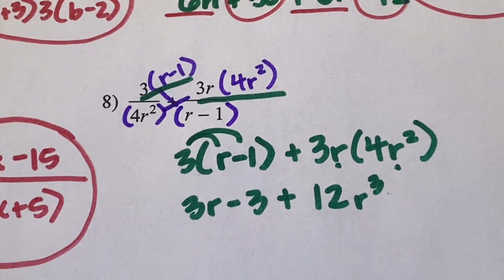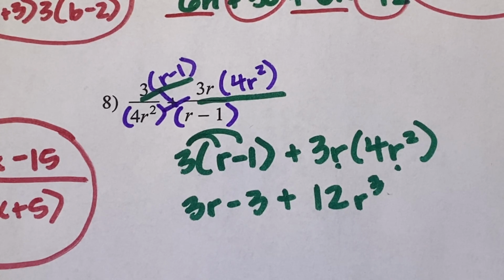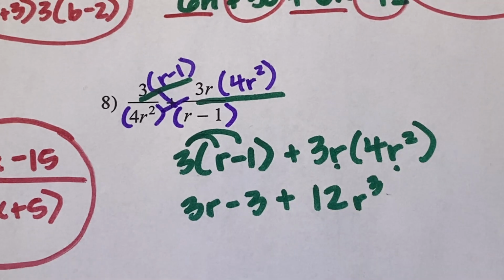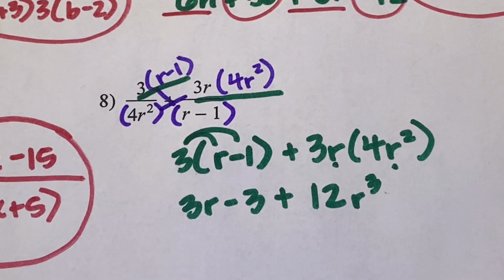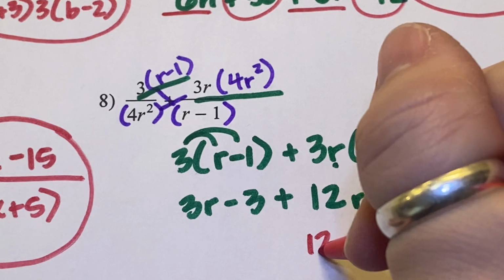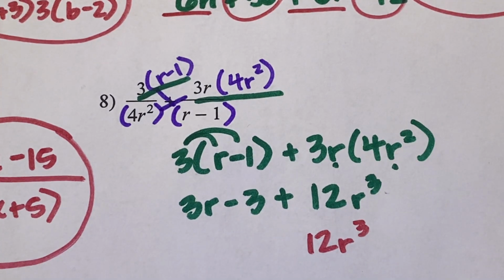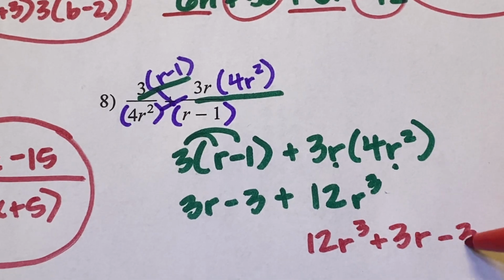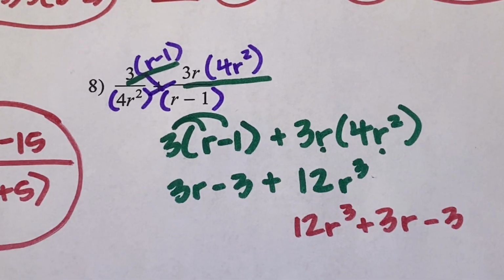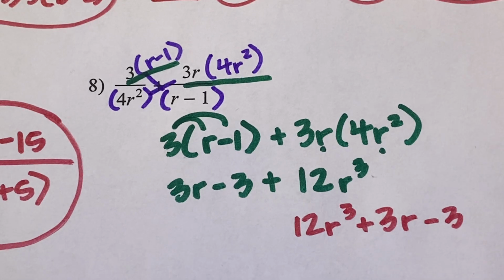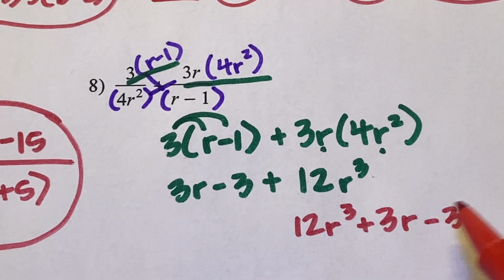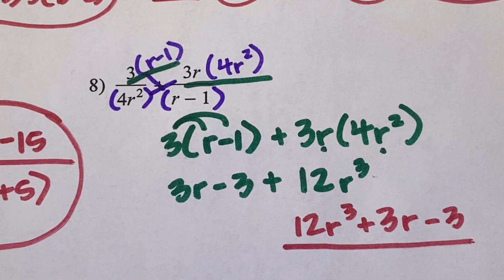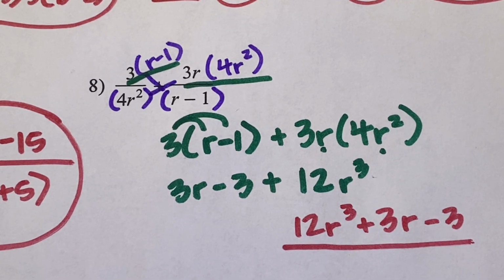Do we have any like terms? No, because this r doesn't have a cubed, that doesn't have an r, and that is r cubed. So that's our numerator. I like writing it to where the biggest degree comes first, so 12r cubed plus 3r minus 3. That doesn't really matter. You could have kept it in the same order. Mathematicians like it written like that. It's called descending order.